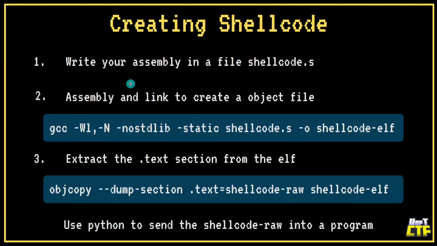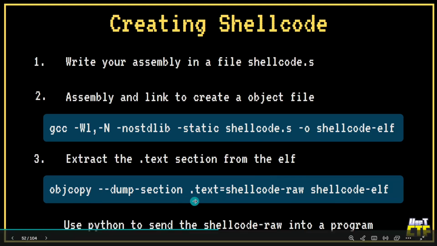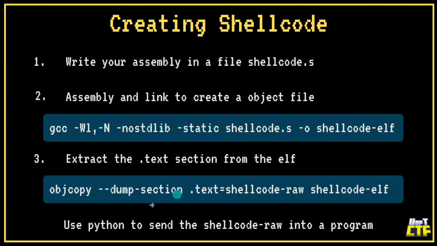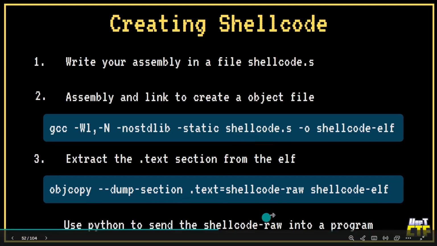I think there's an example somewhere here. Oh no, this is creating a shellcode. If you're interested in making your own shellcode, you have your original assembly file, and then what you have to do is extract the main part, or the .text part, of your compiled version of your shellcode program. And you can use Python to send this raw shellcode to the program, because if you send it by the terminal, then it won't show up.